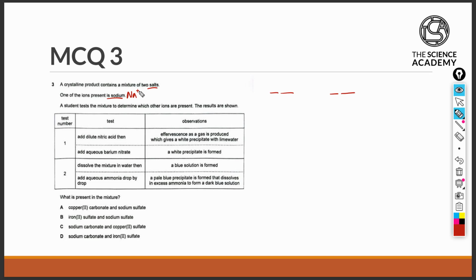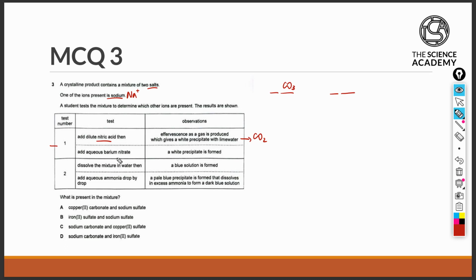In test number 1, dilute nitric acid was added and a gas that gives a white precipitate in lime water was produced. We can identify this gas as carbon dioxide gas, and salt 1 must have been a carbonate, because the only reaction with an acid that produces carbon dioxide gas is with a carbonate.